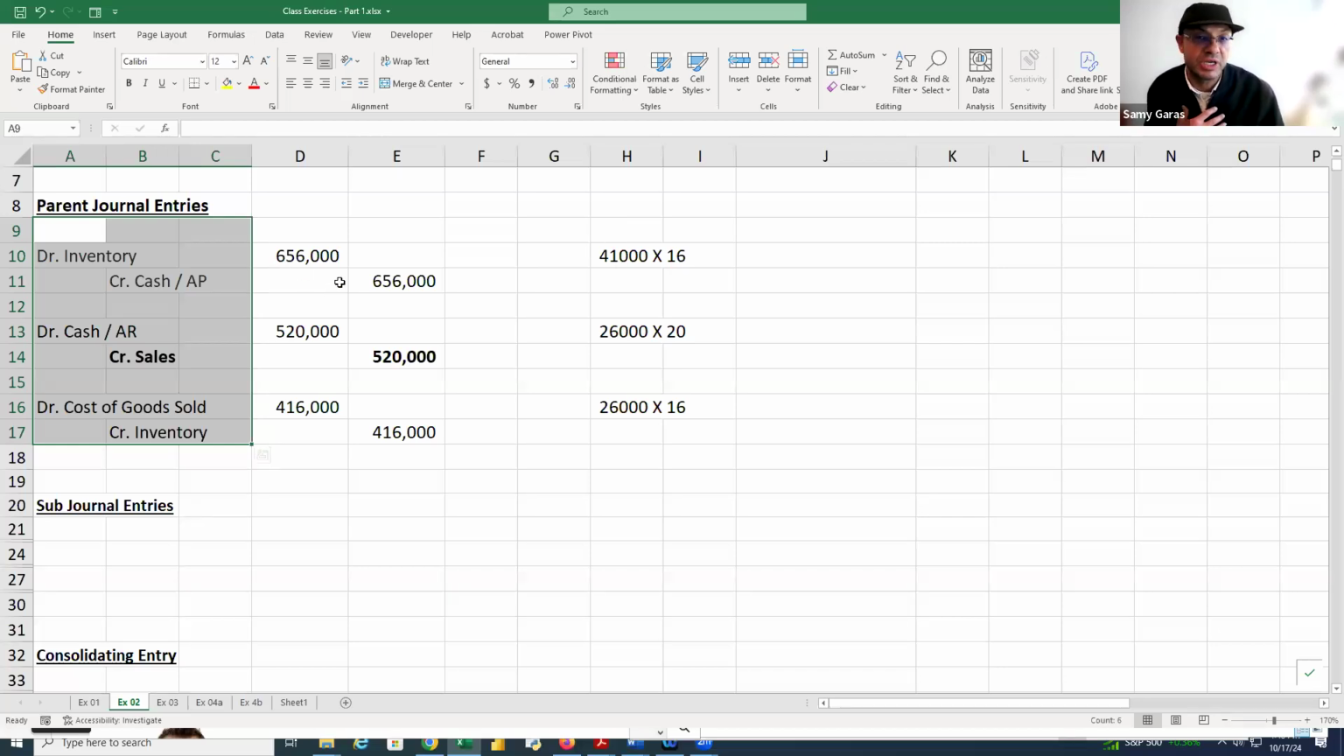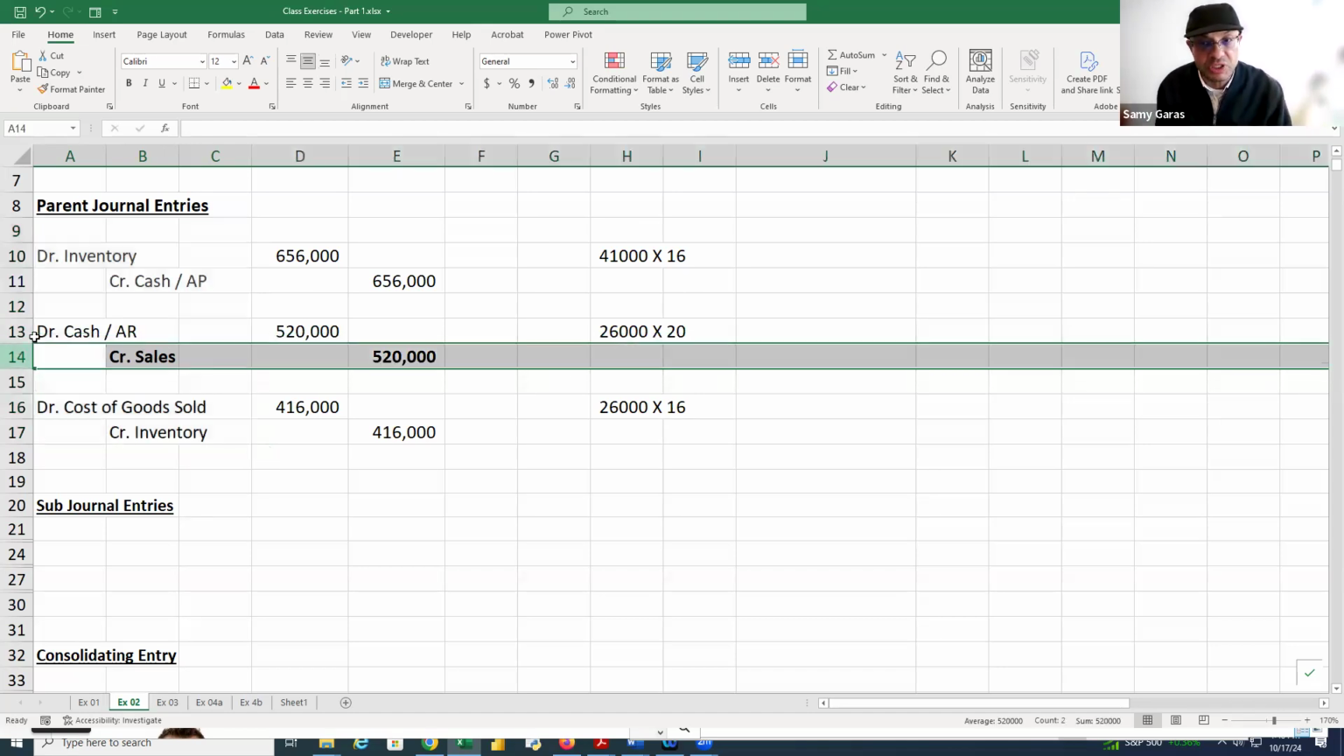Here we purchase 41 as a parent. We debit inventory, credit cash. Then we made sales at a higher price, $20. So we debit cash, credit sales. Then we debit cost of goods sold and credit inventory by 60. And I put it in bold here to remind you that this is the account that I need to close at the end of the day.